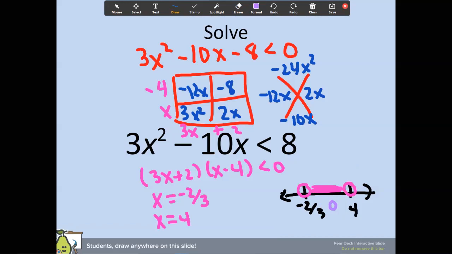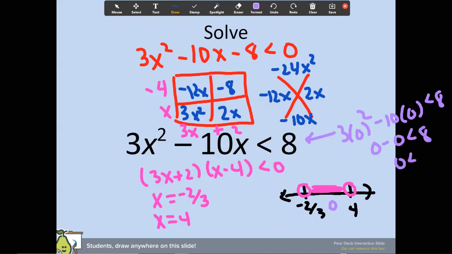So I can come to my problem, and if you want, you can come to your original one here. Okay, 3 times 0 squared minus 10 times 0 less than 8. So this is going to be 0 minus 0 less than 8. So I get 0 less than 8. That is true. And so I would shade where it's true, and it's true in between. Okay, both ways gave me the same answer, whatever way works for you.